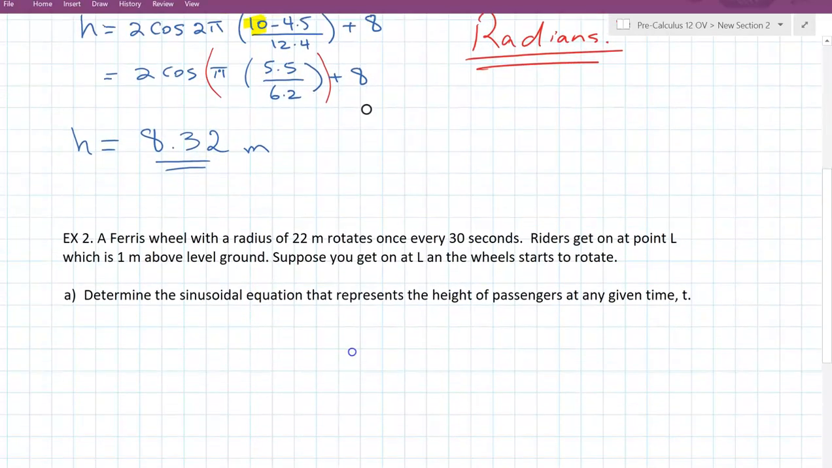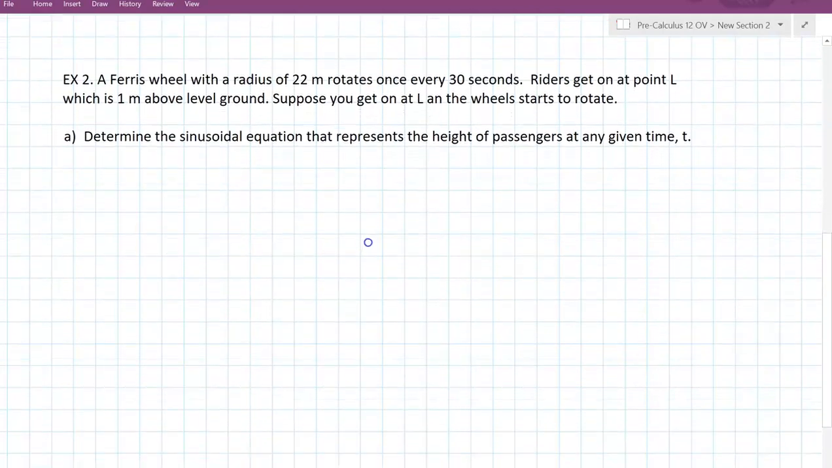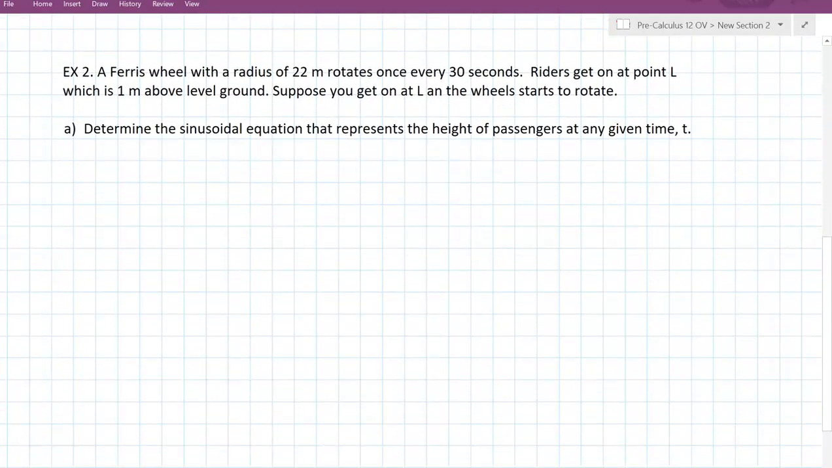Okay, now let's look at another example. This one is a typical example that shows up in any of the trigonometric application problems. This one is the Ferris wheel with a radius of 22. If you go to any of the P&E events, they have that for kids to ride on, or adults for that matter. So this has a radius of 22 meters and rotates every 30 seconds. Riders get on at point L. This is the lowest point.